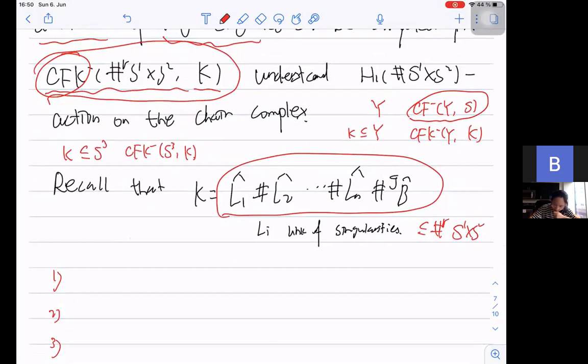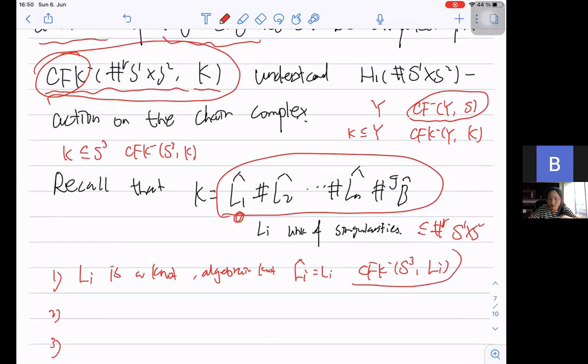There are several points. The first point is to remember all these are the notations of L_i. If L_i is a knot, then this is an algebraic knot, and L_i hat equals L_i. We just need to understand CFK minus of S^3 of L_i. And because this is an algebraic knot, it falls into the bigger category of L-space knots. For such a knot, you can compute the whole chain complex from its Alexander polynomial. So this is pretty straightforward and easy.